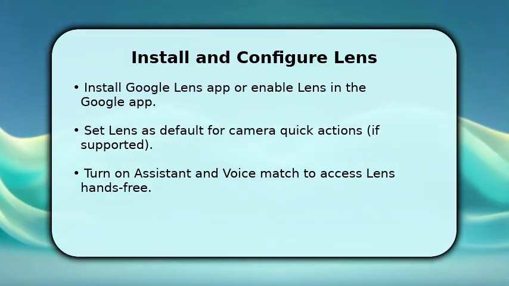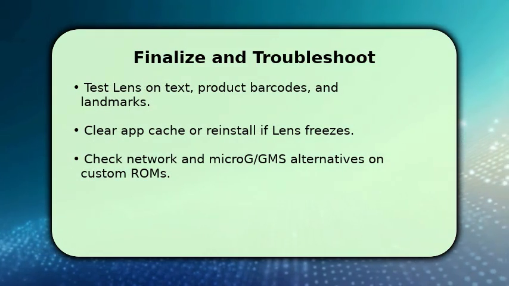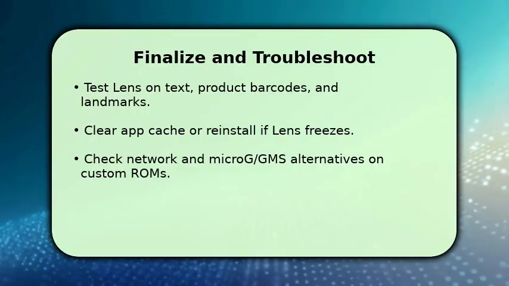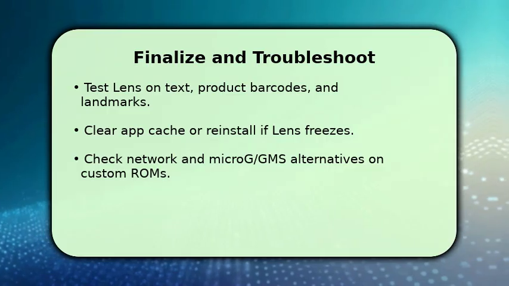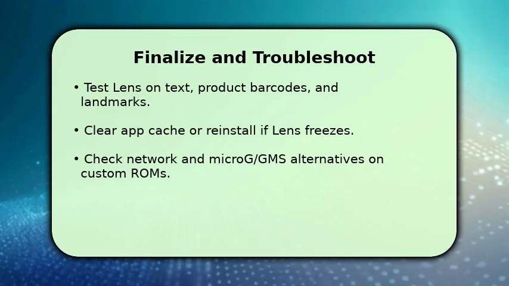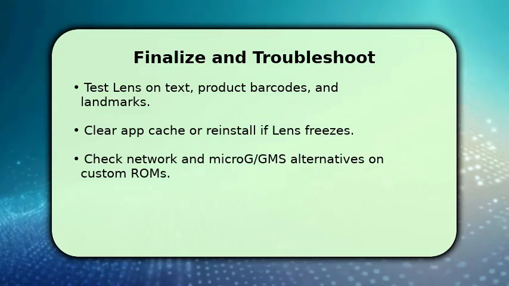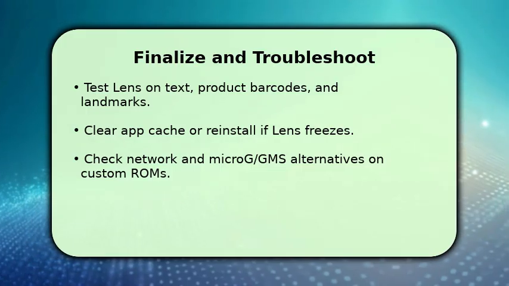Finish by testing. Point the camera at text, a barcode, and a landmark to confirm OCR, shopping, and info cards work. If Lens fails, clear the Google App and Play Services cache, then reboot. If persistent, reinstall the Lens app. On custom ROMs or devices without Google mobile services, use micro-G or sideload compatible APKs and enable required permissions.